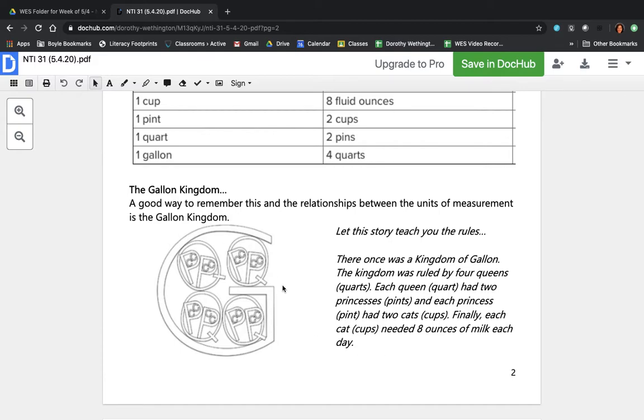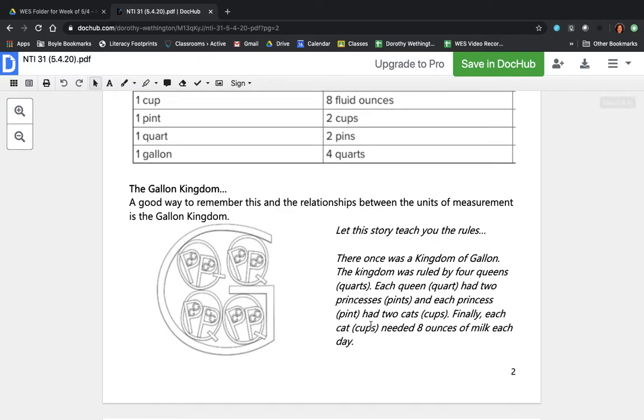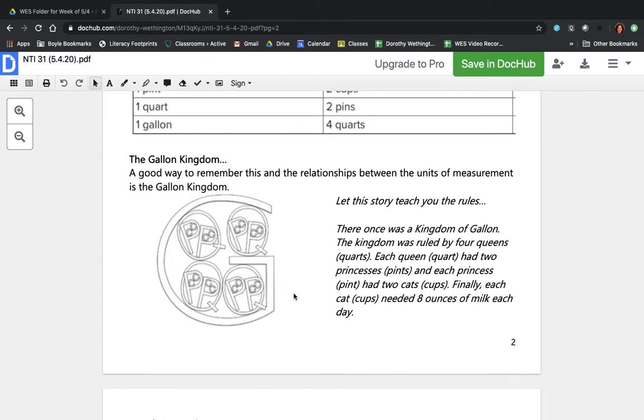So you have your gallon, your 4 queens. Each queen has 2 pints, and each pint has 2 cats, or cups. And a cup is 8 ounces.